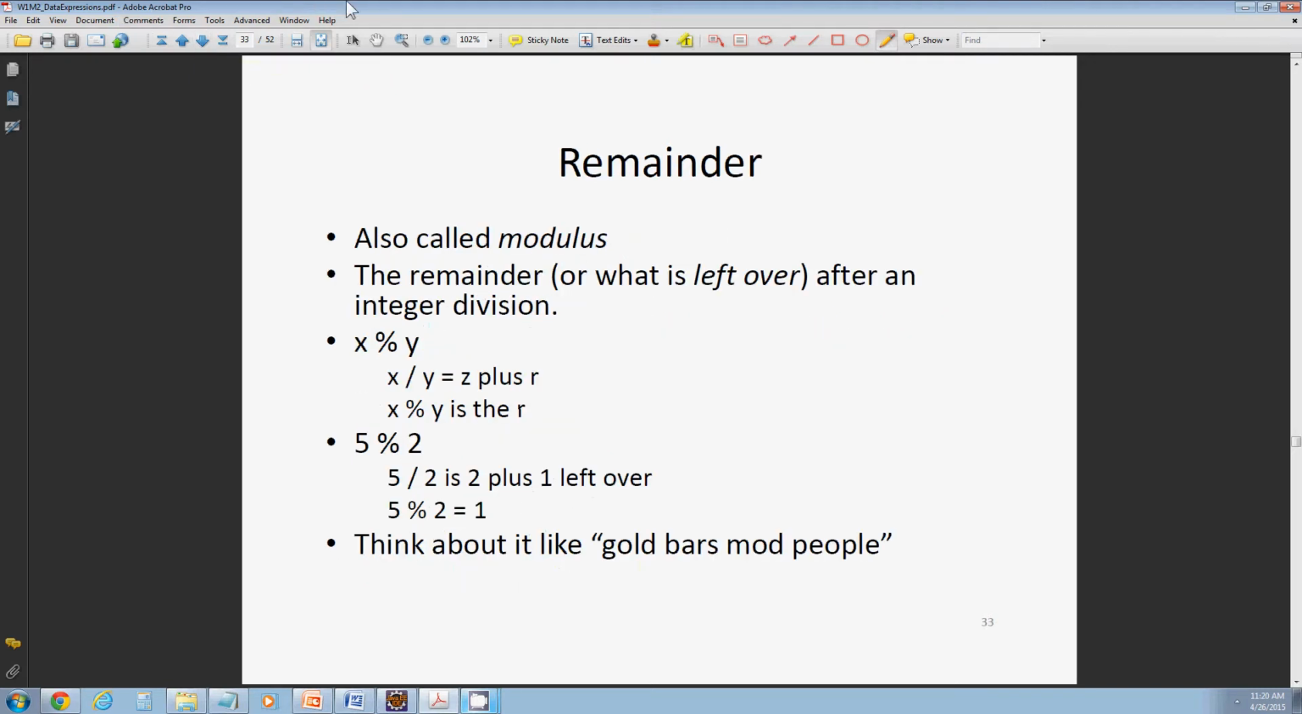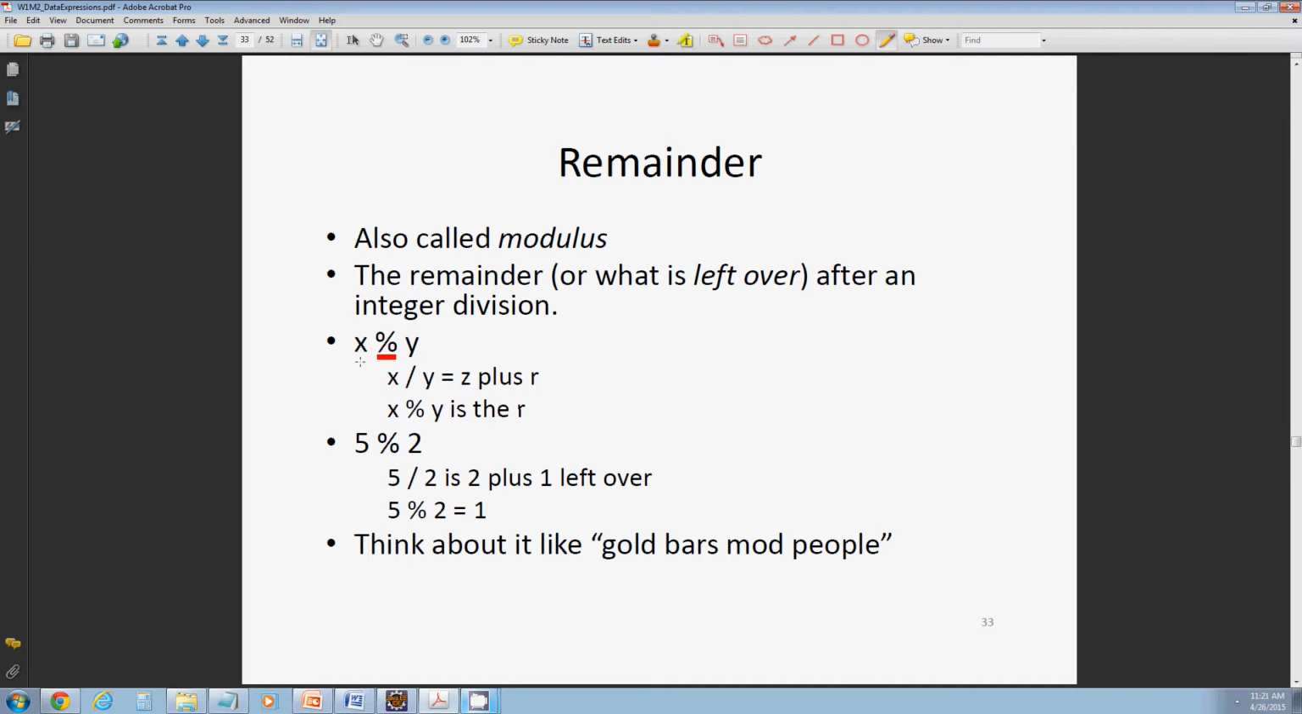Now, the other operator provided by Java is the remainder or the modulus operator, and that's the percentage sign. The remainder stands for basically what is left over after you perform integer division. So make sure you understand integer division that we just talked about. And now you need to use that to be able to calculate the modulus.